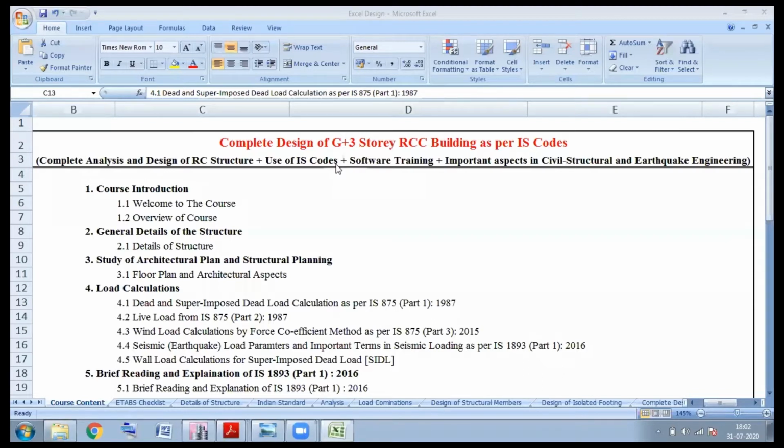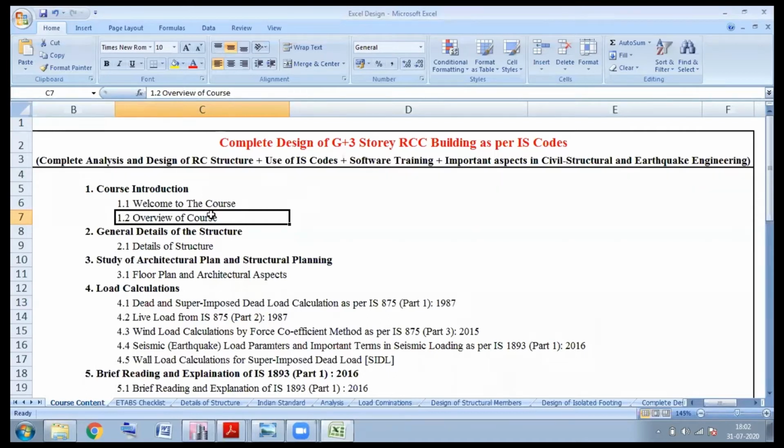Before switching into the software, we want to know the basic details about the structure, the architectural plan, and also some important data. Because the software is simply nothing but a tool. We are the ones giving the inputs, and the software will analyze and design as per our input. So we want to be very clear that each and every input given by us should be correct and as per the IS codal provision.